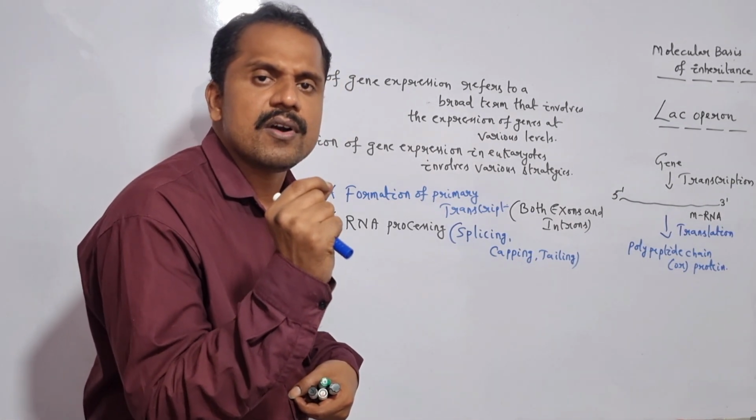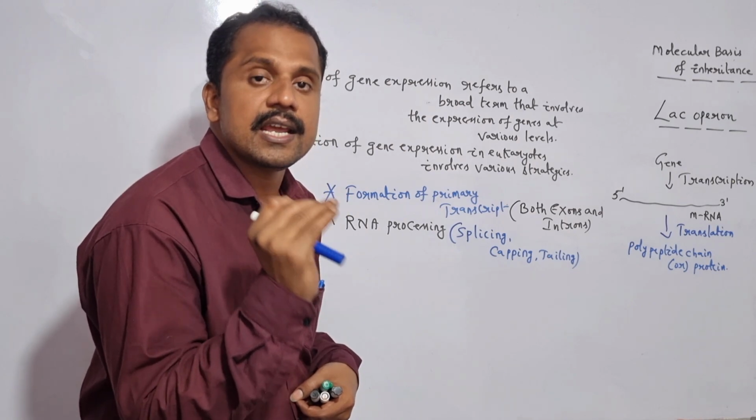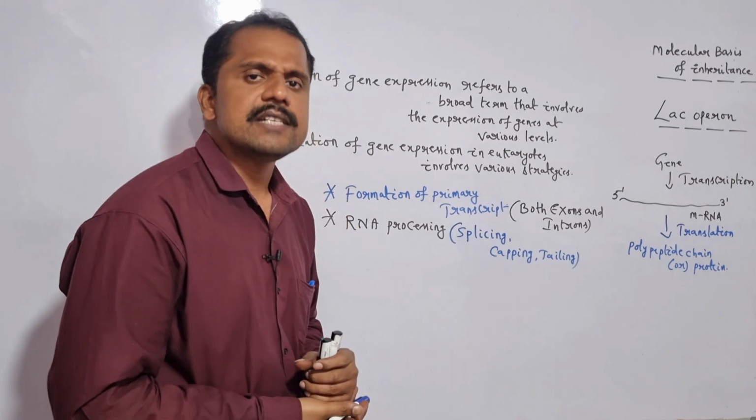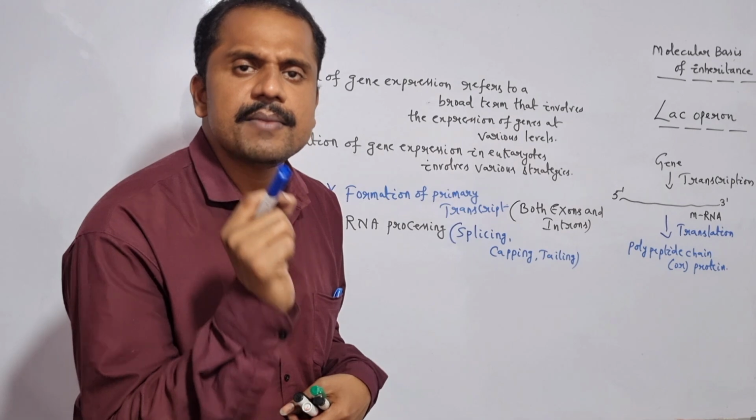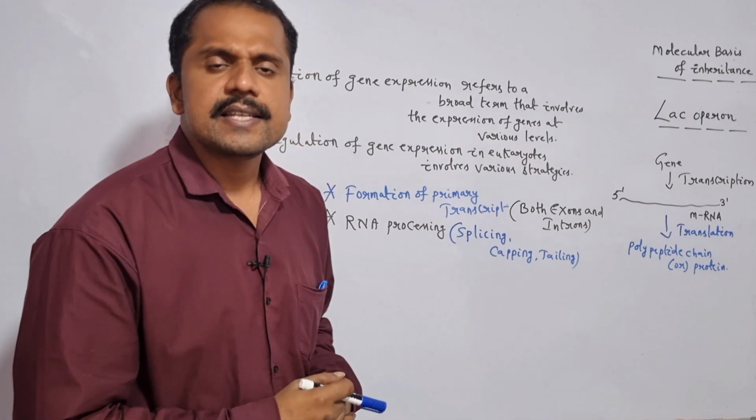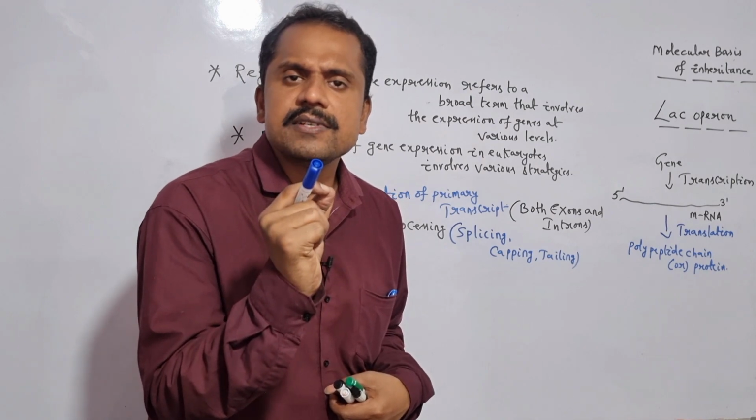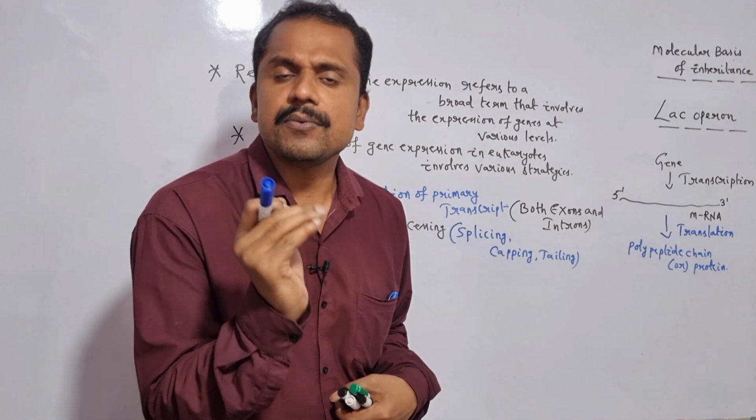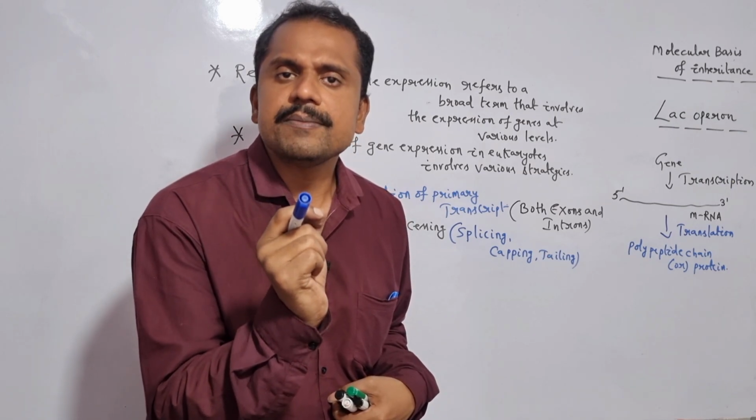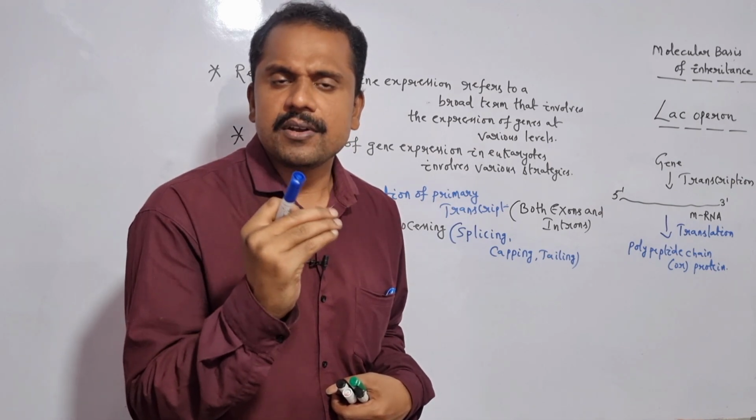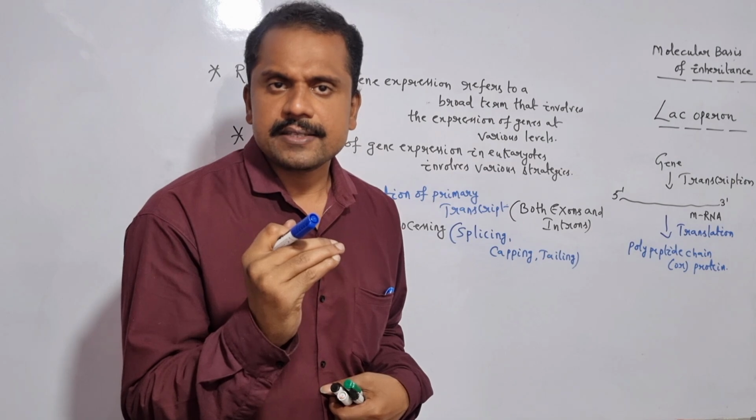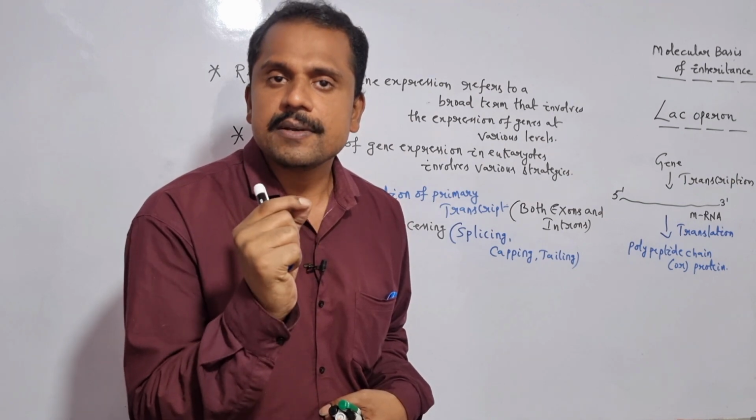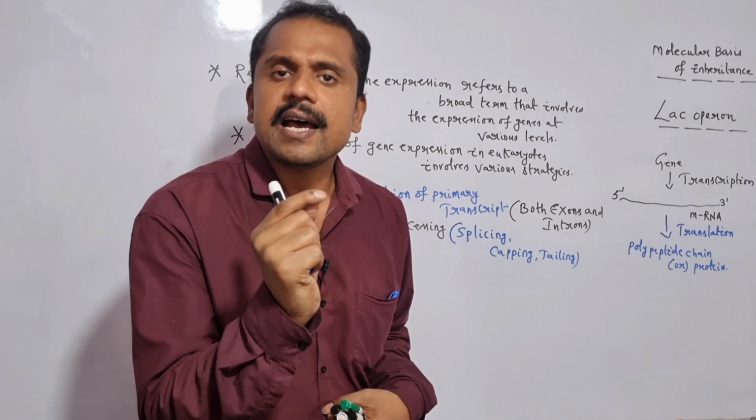So what is capping and what is tailing here? Capping as well as tailing are required for the successful export of the eukaryotic mRNA from the nucleus to the cytoplasm. Is it clear? As we all know, in eukaryotes the transcription mechanism occurs in the nucleus, whereas the translation mechanism occurs in the cytoplasm. So after the successful synthesis of the eukaryotic mRNA in the nucleus, the mRNA has to be exported from the nucleus to the cytoplasm in order to participate in translation. But prior to the export, the eukaryotic mRNA has to undergo post-transcriptional modifications, which include 5' capping and 3' tailing.